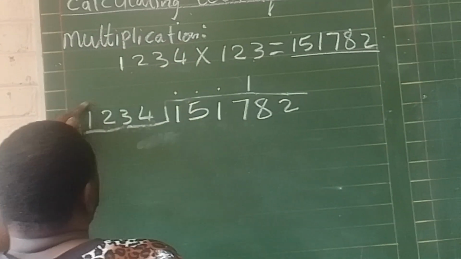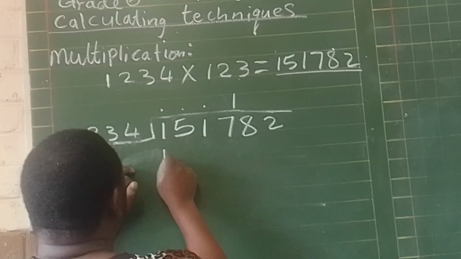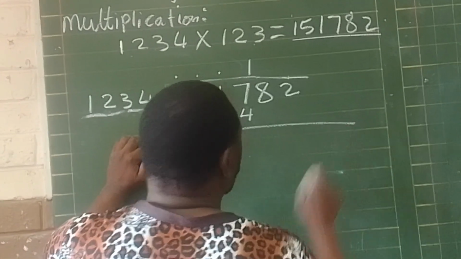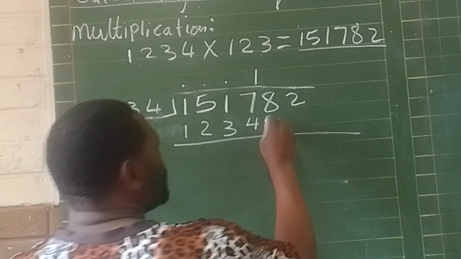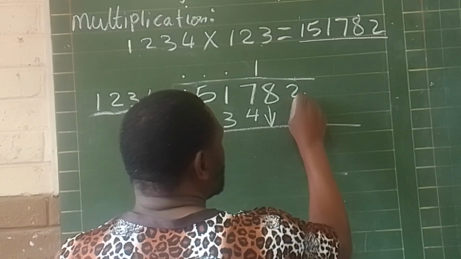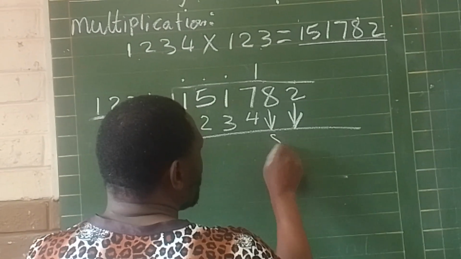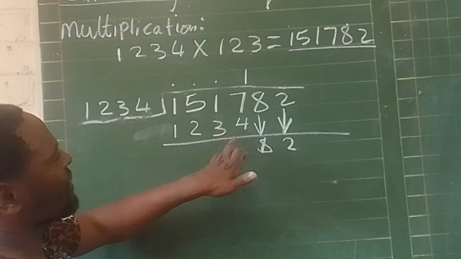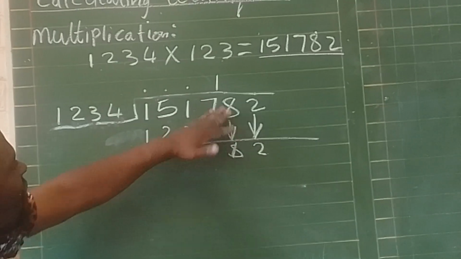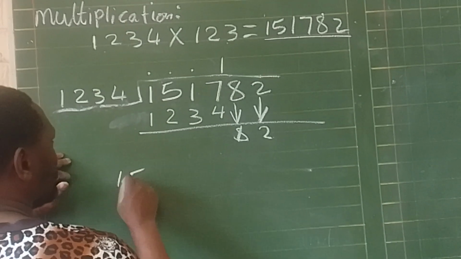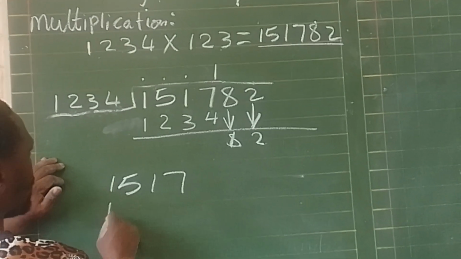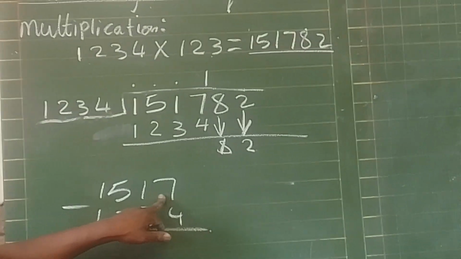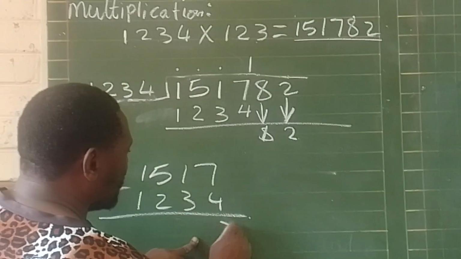Take this 1, you multiply it back, you get 1, 2, 3, 4. What number didn't we use? We did not use 8, we did not use 2. So your 8 comes down and your 2 comes down. You start subtracting here. It's 15, 17 minus 1, 2, 3, 4. You minus now. A 7 minus 4, it's 3.